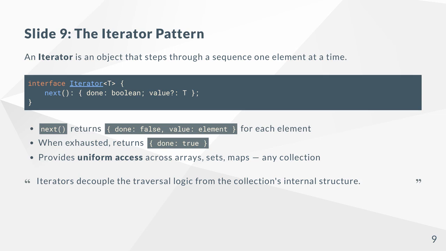Just what? An iterator is an object that steps through a sequence one element at a time. The next method returns an object with two fields: done, a boolean, and value, the current element. When the sequence is exhausted, next returns done: true. Iterators provide uniform access across arrays, sets, maps, any collection. The key benefit: traversal logic is decoupled from the collection's internal structure.